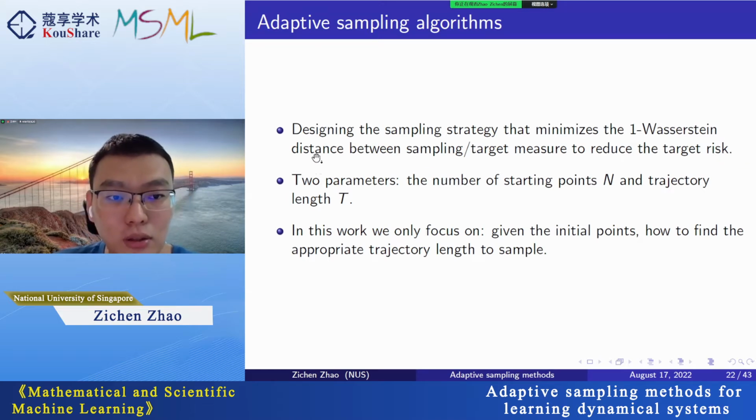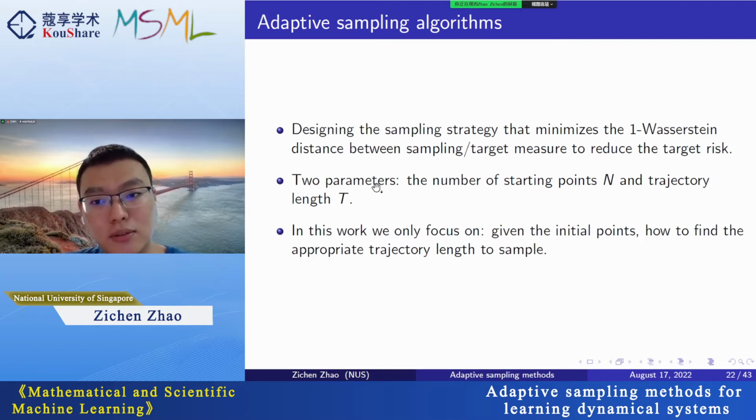So there are two important parameters: the number of starting points n and the trajectory length T. Because one can always IID draw the initial endpoint from some initial distribution, in this work we only focus on how to select the second parameter: given the initial point, how to find the appropriate trajectory length to sample.